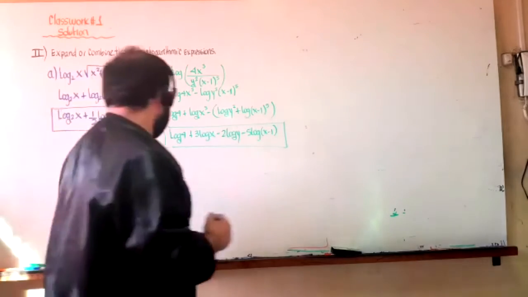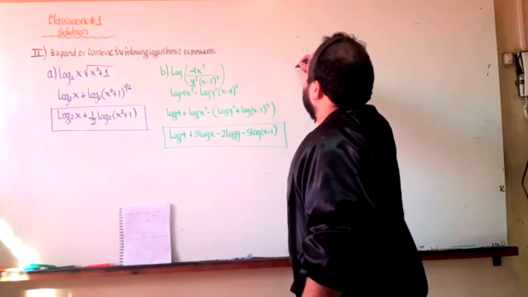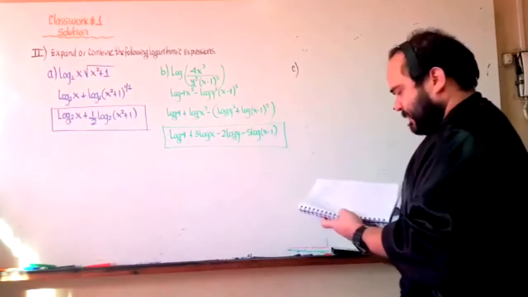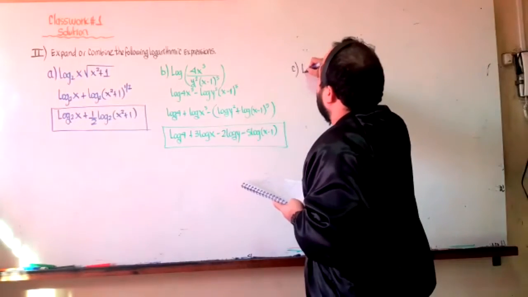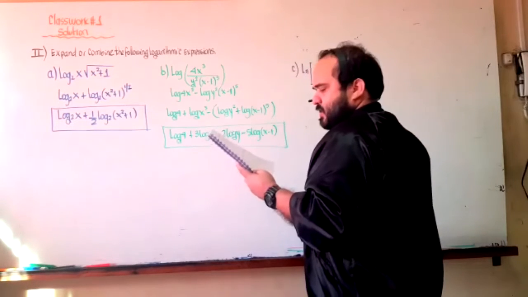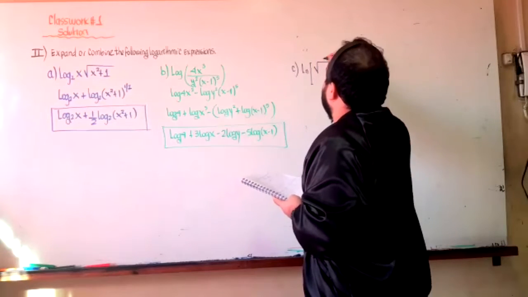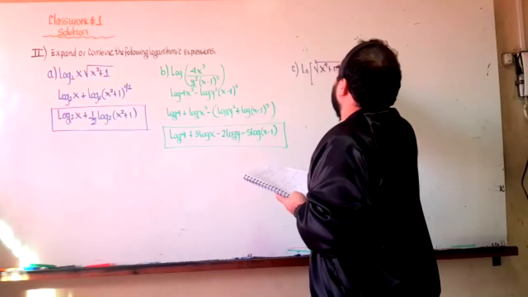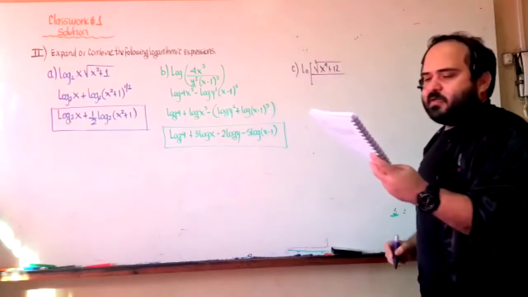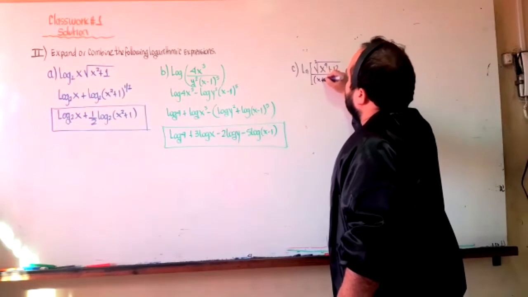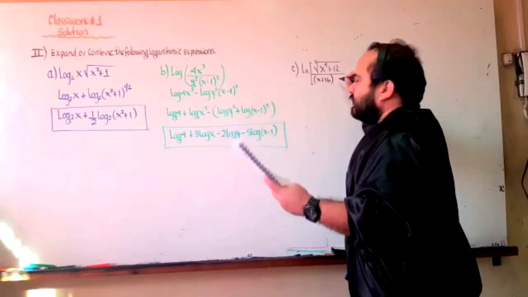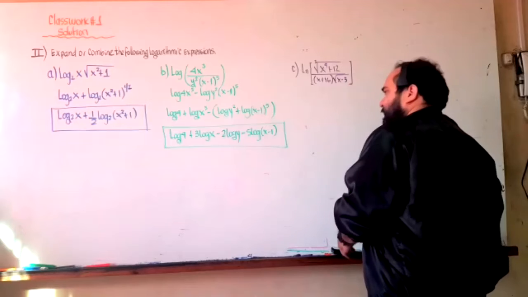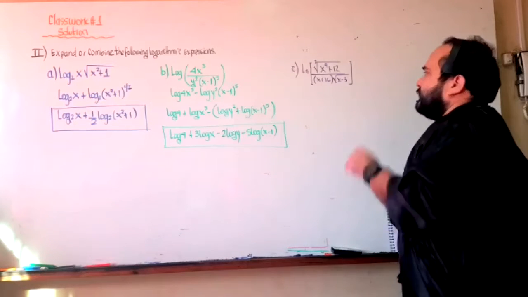The letter C. In the letter C, we got natural logarithm of the cubic root of x to the fourth power plus 12 over x plus 16 times square root x minus 3. Okay, we have to expand once again this expression.